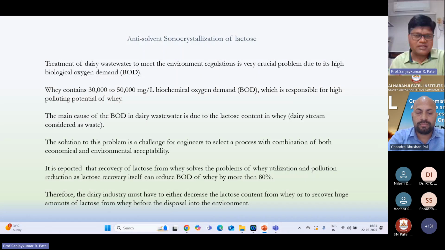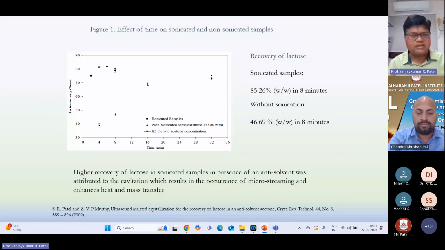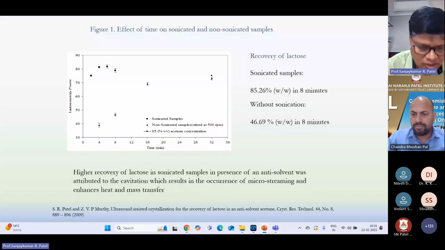So for the better process, it can become economical and the product becomes valuable in this case. On one hand, you are reducing the BOD level. On the other hand, you are able to use it for the tablet making formulation. Correct. So with these problems, we used here anti-solvent crystallization.